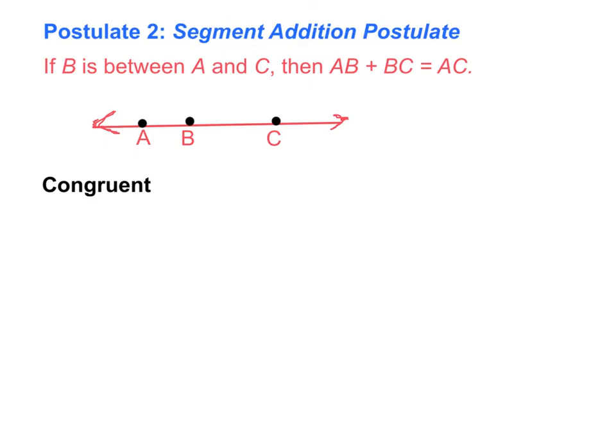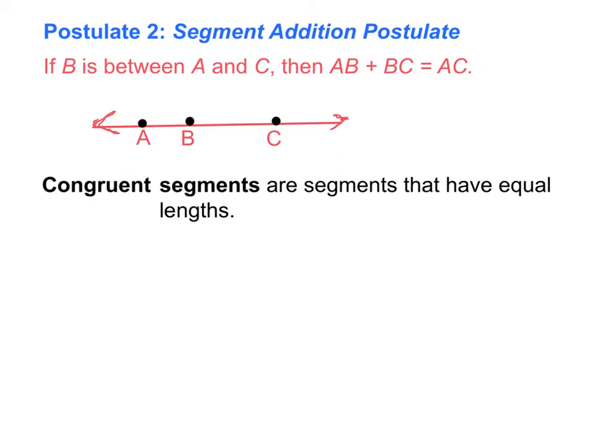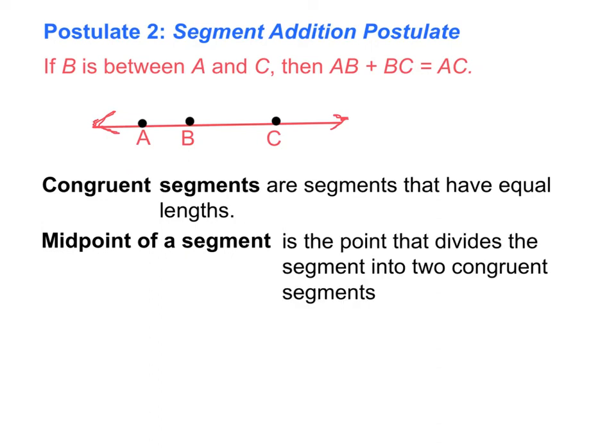Now we have a few more definitions that we have to understand before we can proceed too far into geometry, and the first of these is congruent. If we are using it in terms of line segments, we would say that congruent segments are segments that have equal lengths. So if you've got 2 segments that have equal lengths, they are said to be congruent. The next of these terms is midpoint of a segment. The midpoint of a segment is the point that divides the segment into 2 congruent segments, or 2 equal segments.